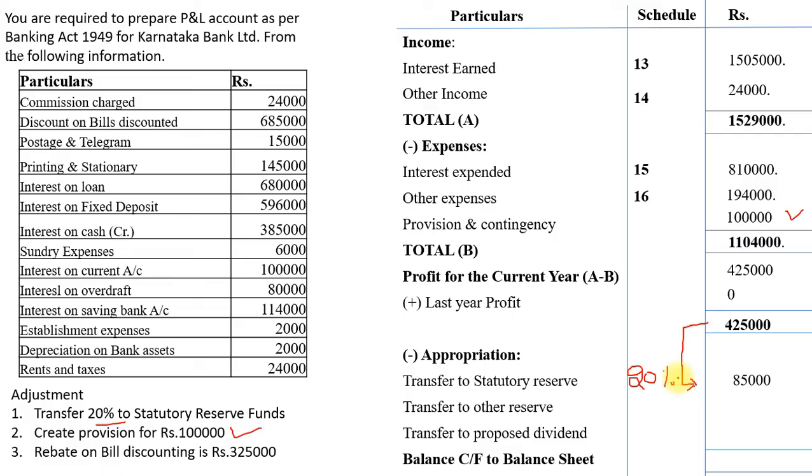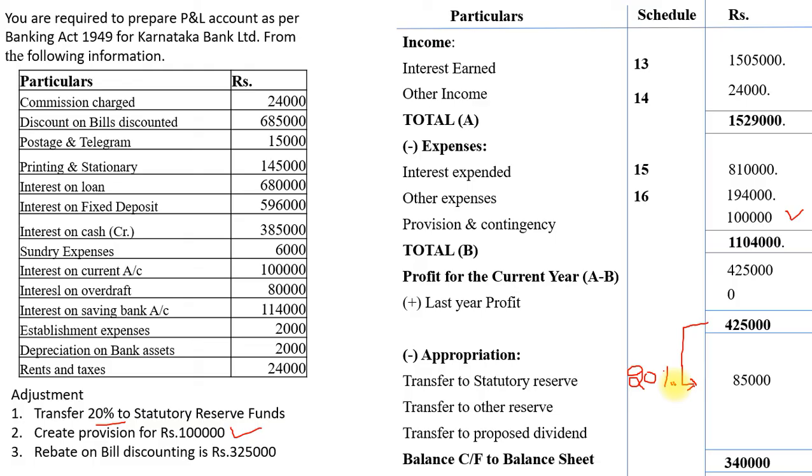That's it. There is no other transfer given in the question. If they would have given, we would have just posted them accordingly. Okay. So nothing else is given. 4,25,000 minus 85,000. You will get your final balance carried forward to balance sheet as 3,40,000 rupees. Okay. So with that, we were able to complete an entire problem sum based on calculation and preparation of profit and loss account under Banking Act of 1949.